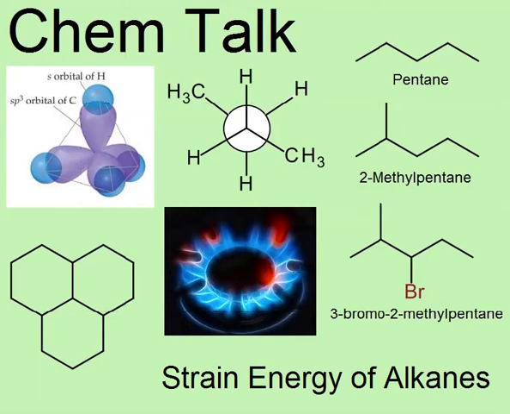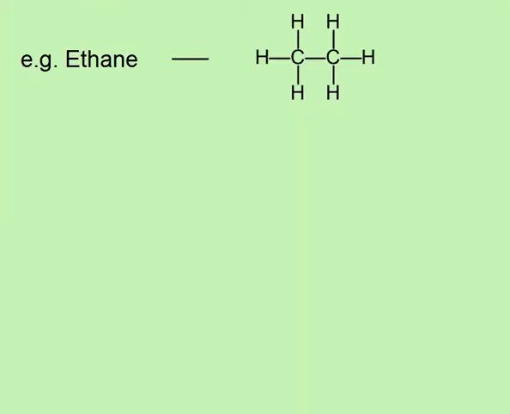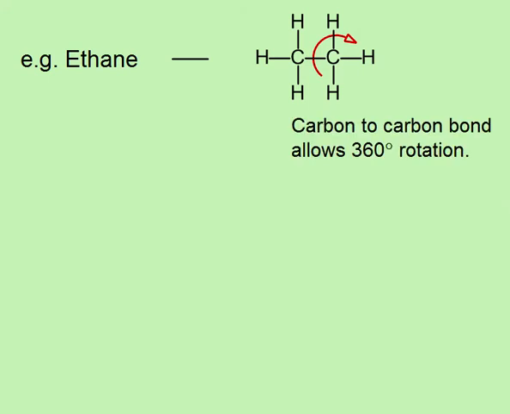So let's turn our attention to the conformation of the molecules, their spatial orientation, and think about the strain energy that can sometimes be seen from certain conformations. So let's start with ethane, one of our simplest alkanes. And of course that carbon to carbon bond has completely free rotation through 360 degrees.